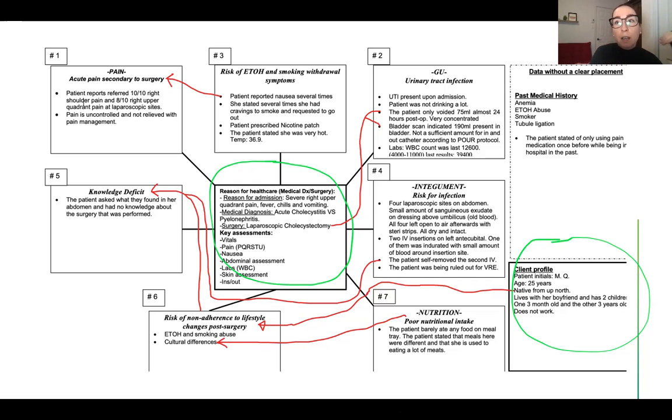So the student does prioritize each problem. The number is not just an arbitrary number. It's really connected to assigning a level of priority to each problem, and this is where the analysis comes in. We can all agree that 10 out of 10 pain post-op is priority over, let's say, number 4, risk for infection. It's not even an actual problem. It's a potential integument problem.